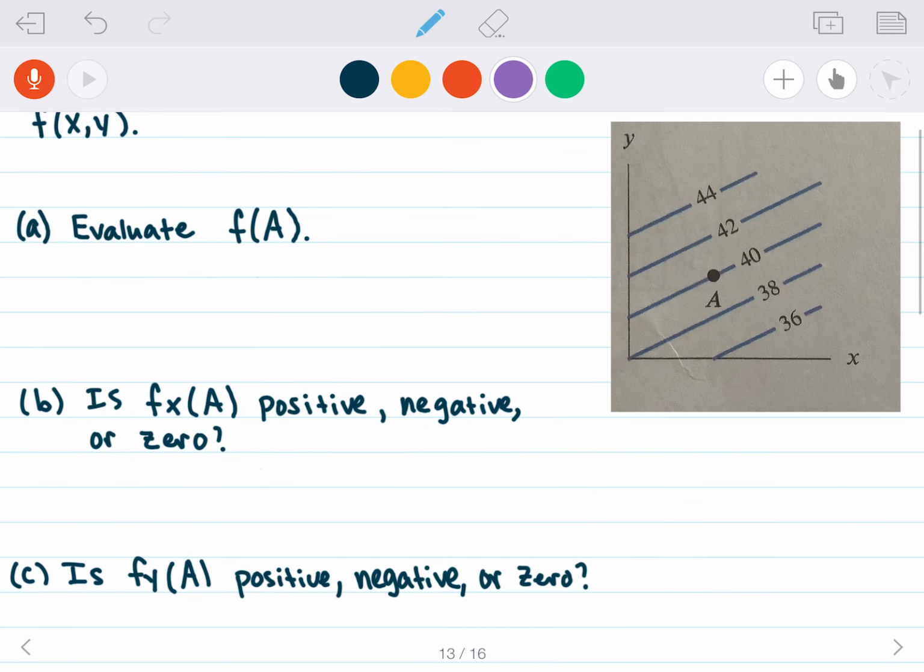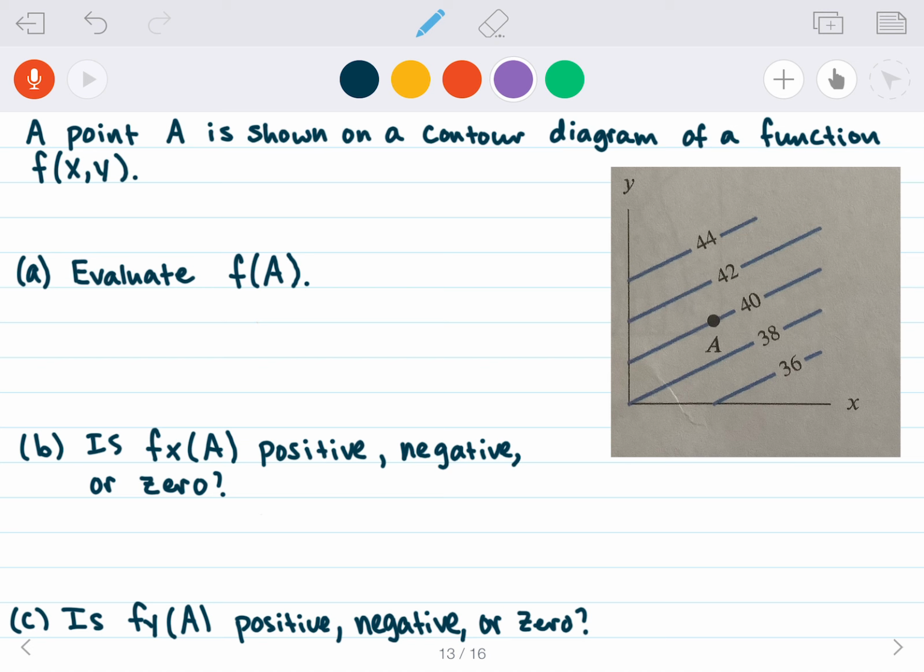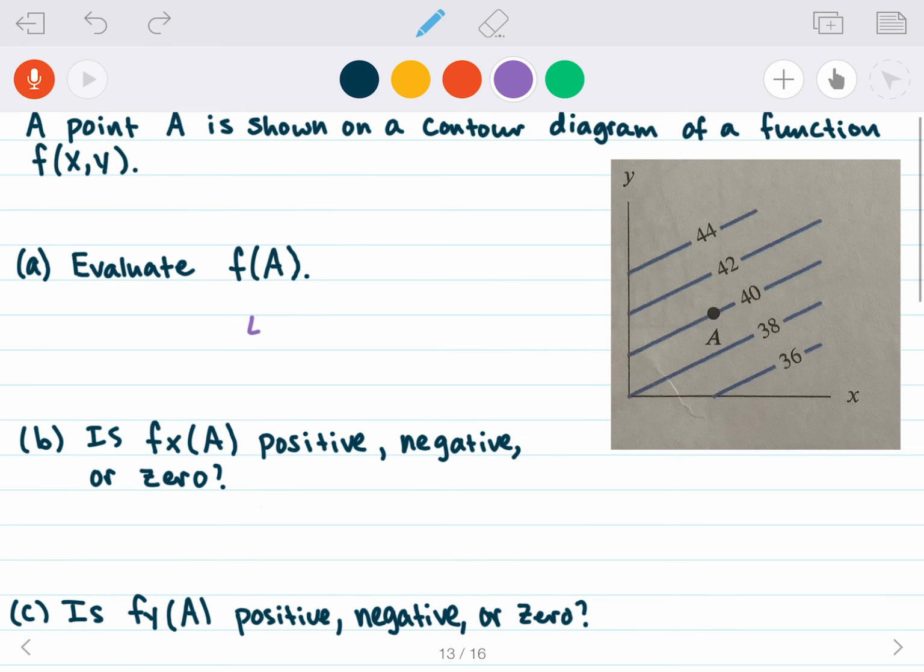Okay. All right. Evaluate f of A. All right, we can see that A is on z equals 40. So that is our answer here, 40. Is the partial derivative with respect to x positive, negative, or 0? So if we start at A and we move a little bit to the right, if we increase x, what's happening to z? Well, z is going to be decreasing, right? Because we can see the trend here. As we move to the right, z is getting smaller and smaller. So this is negative.